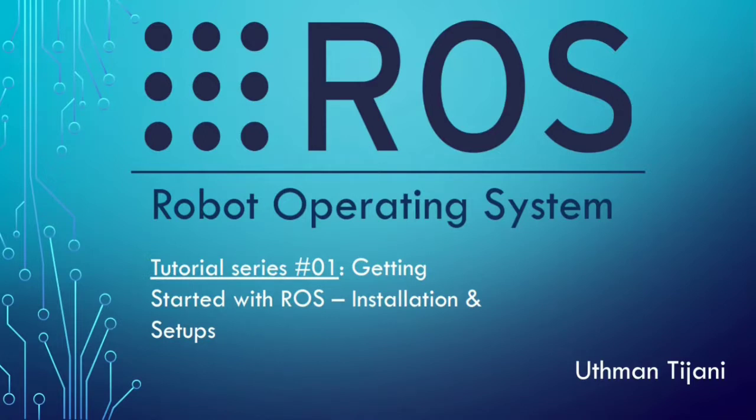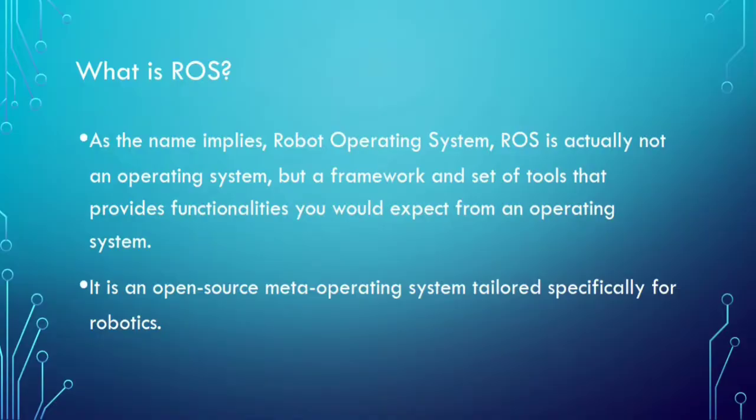First things first, what is ROS? Well, as the name implies, Robot Operating System is actually not an operating system, but a framework and set of tools that provides functionalities you would expect from an operating system. And it is an open source meta operating system tailored specifically for robotics, but it's not limited to robots alone.